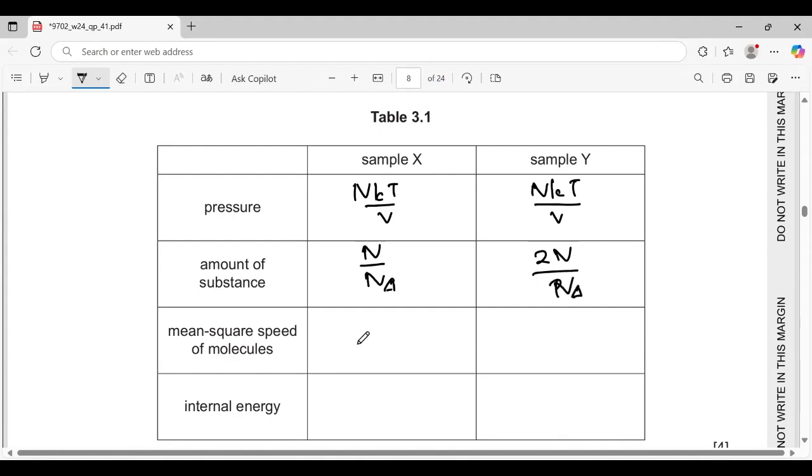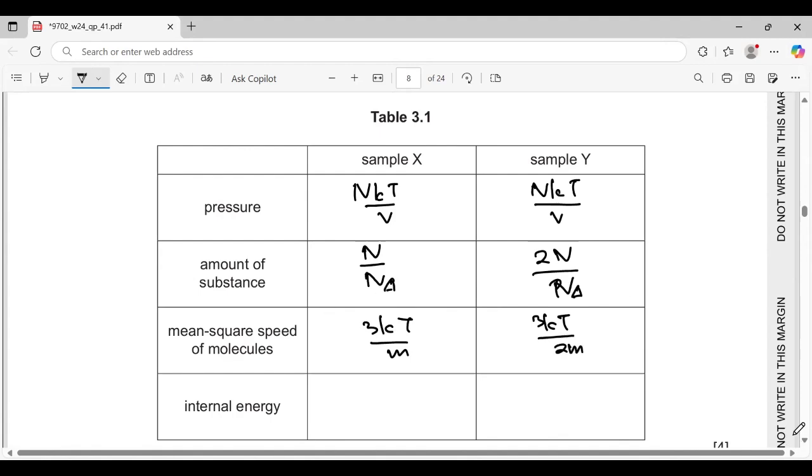Sample X, mean square speed of molecules. It is 3kT over m. Sample Y, molecules are twice as heavy, 2m, if you look at the previous information. So if we compare with sample X, it's going to be 3kT over 2m.